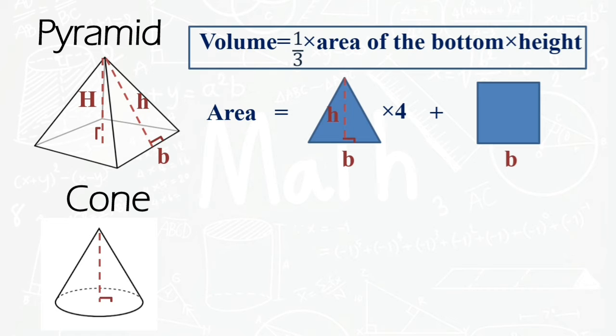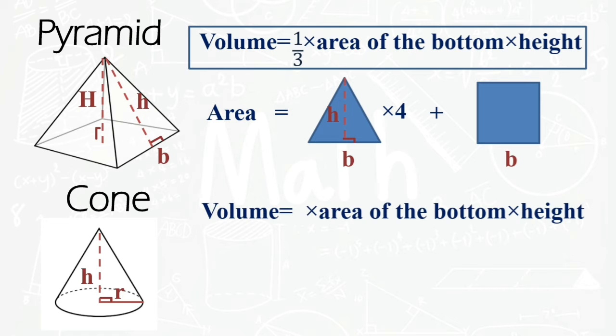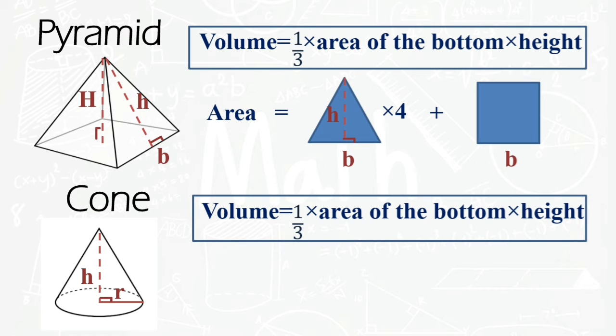Let us take the perpendicular height as simple h and the radius as r. So volume equals area of the bottom into height. As I told you before, you have to remember that thing. Because this is not a regular solid, you have to multiply it by 1/3. Here, area of the bottom means a circle, so you can find the area of the circle and multiply with the simple h, that is the perpendicular height of the solid.